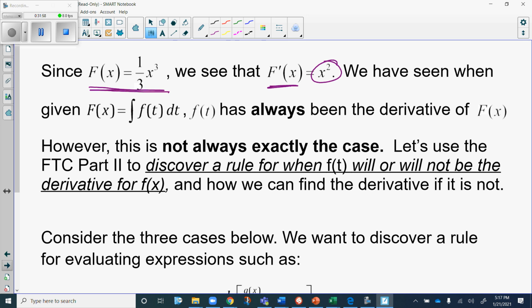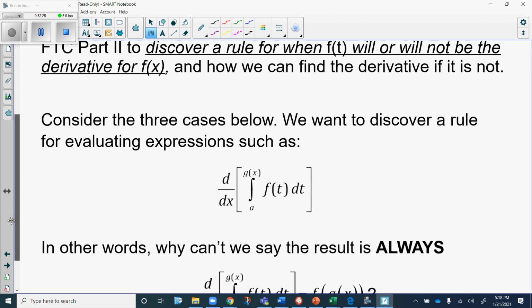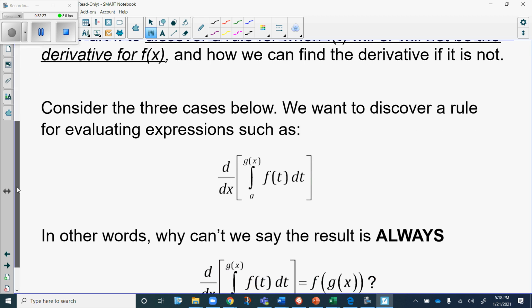Okay. So here, given that the antiderivative F of x is equal to the integral of the expression f of t dt, f of t has always been the derivative of the antiderivative F of x. However, this is not always exactly the case. So what we're going to show you using the fundamental theorem of calculus part 2 is going to be something a little bit different.